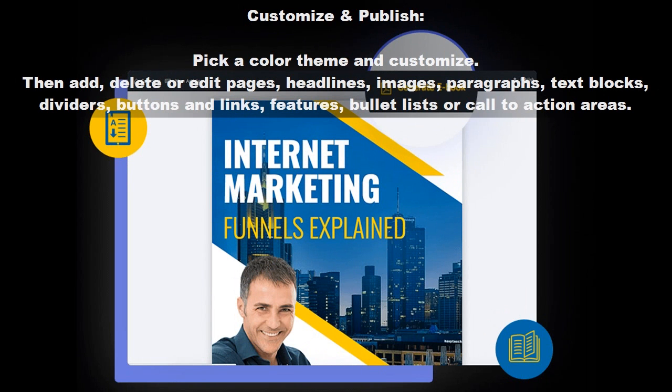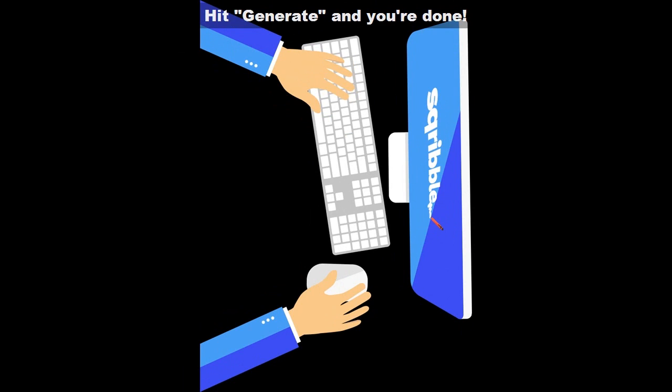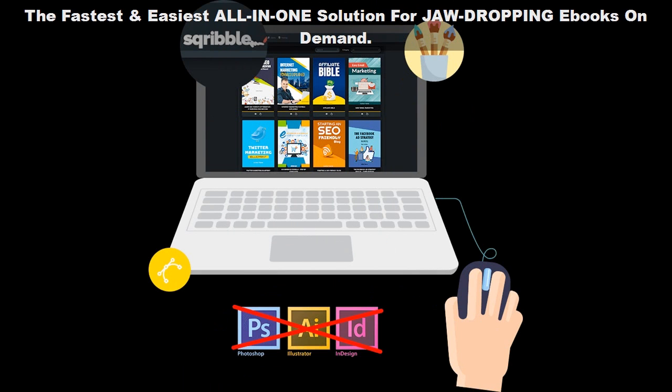Customize and publish. Pick a color theme and customize. Then add, delete, or edit pages, headlines, images, paragraphs, text blocks, dividers, buttons and links, features, bullet lists, or call to action areas. Hit generate and you're done. The fastest and easiest all-in-one solution for jaw-dropping ebooks on demand.